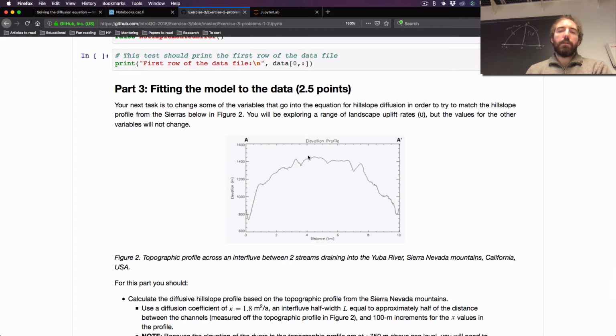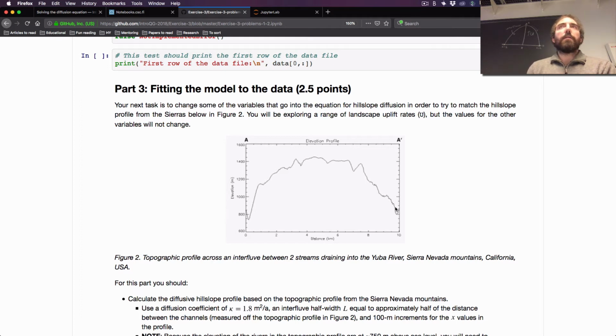You might already notice that the shape of this thing looks sort of like the geometry of what we're calculating. And the idea is to calculate what the rate of uplift would be that would give you the shape of your model hillslope that looks close to the shape of the hillslope here in this elevation profile. So you're going to load in a data file that has this elevation profile data, and you're going to plot that together with your prediction of the hillslope geometry and play around with the values of uplift until you get a good match between the two.